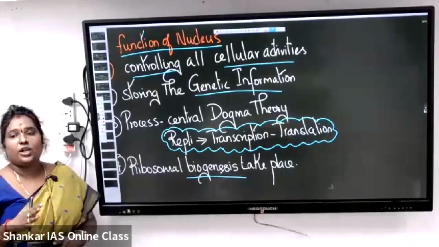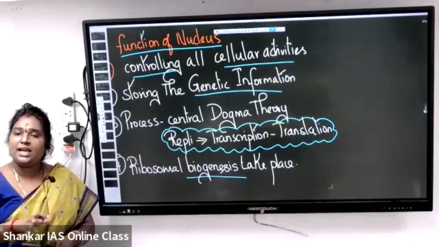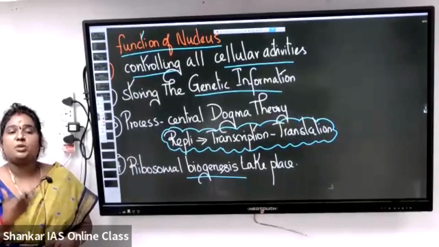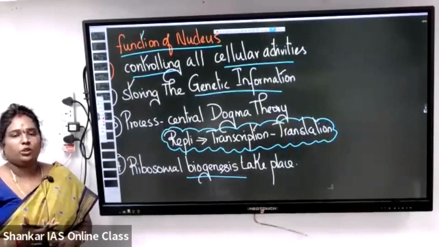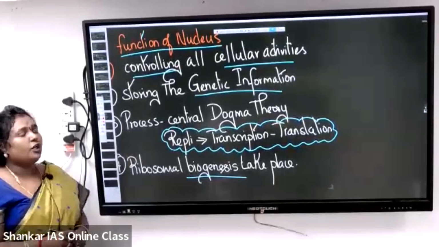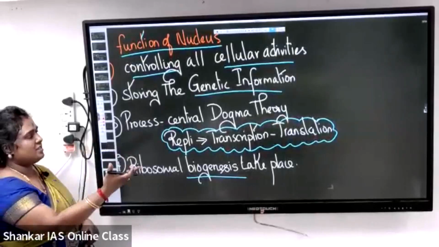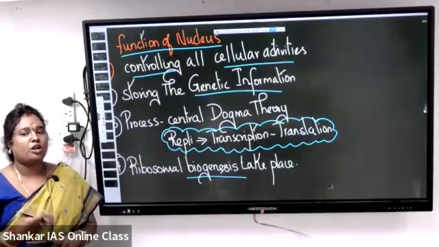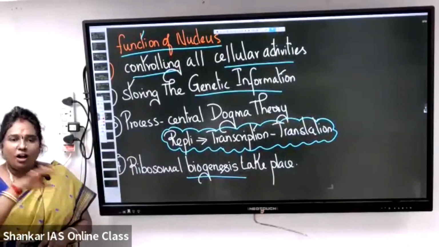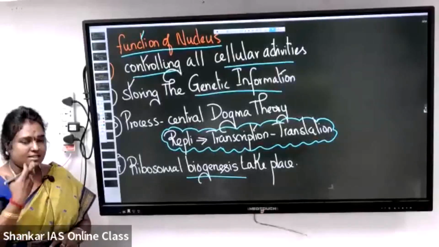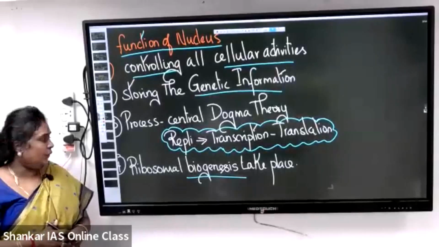And it is the storage of genetic information. That is the place where our genetic information is stored and held. And they undergo processes like replication, transcription, and translation. So these are the three important mechanisms of biology. All these three mechanisms are controlled by the control center called the nucleus.